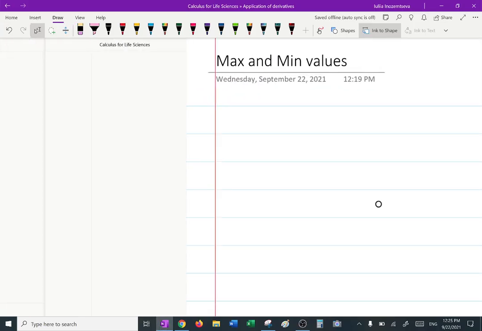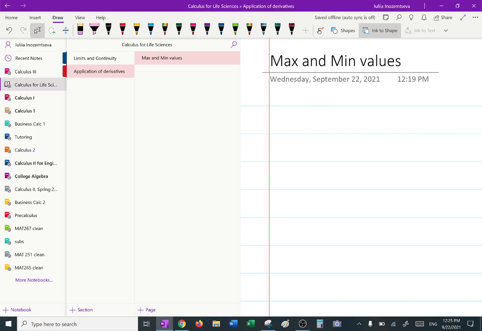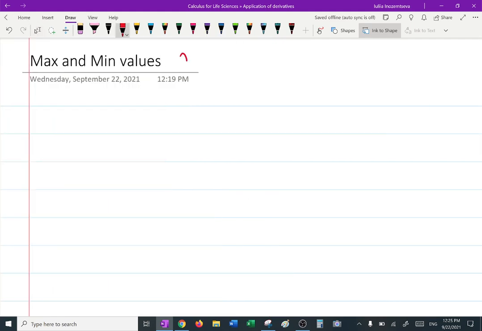Minimum and maximum. The chapter is called Application of Derivatives. And then chapter 1, that is 2.1, maximum and minimum. 2.1, sorry about that.